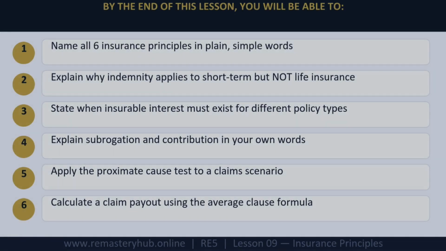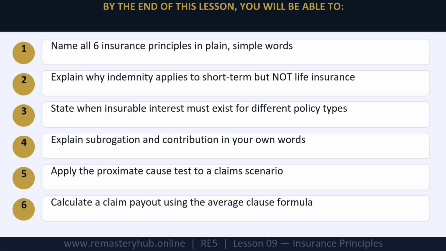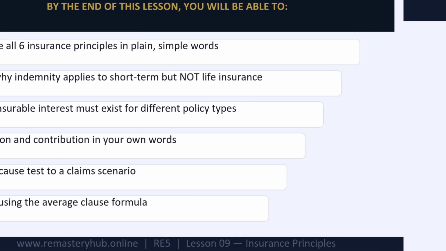After this lesson, you will be able to: 1. Name all 6 principles in plain words. 2. Explain why indemnity applies to short-term but not life insurance. 3. State when insurable interest must exist. 4. Explain subrogation and contribution. 5. Apply the proximate cause test. 6. Calculate a claim payout using the average clause formula.